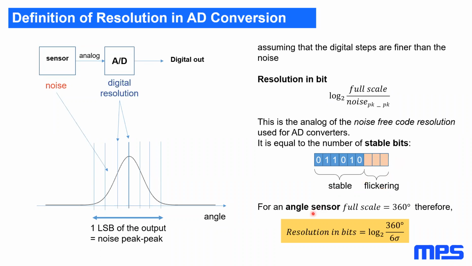For an angle sensor, our full scale is 360 degrees, and we'll convert our noise into degrees essentially. So the sensor is going to output something like 0 to 65,535, or 0 to some however many bits it is. You can convert that into an angle, and we'll take our 6 sigma, so it's log base 2 of 360 degrees divided by our 6 sigma angle. That's how we'll define resolution of an angle sensor.